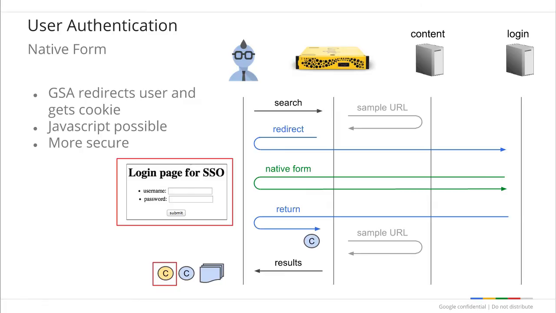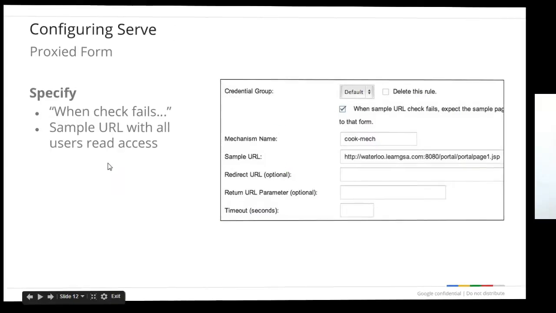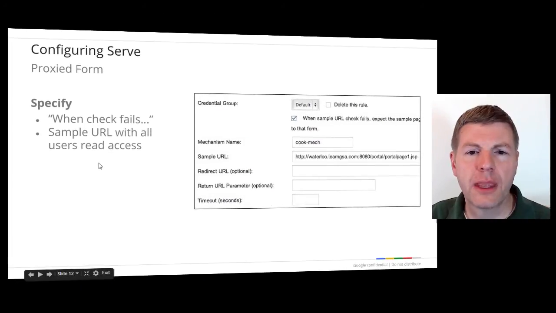Once the GSA has successfully crawled your cookie-protected content, you can configure Secure Serve. Here's how to configure Secure Serve. As mentioned previously, this can proxy the form or redirect users to the form.